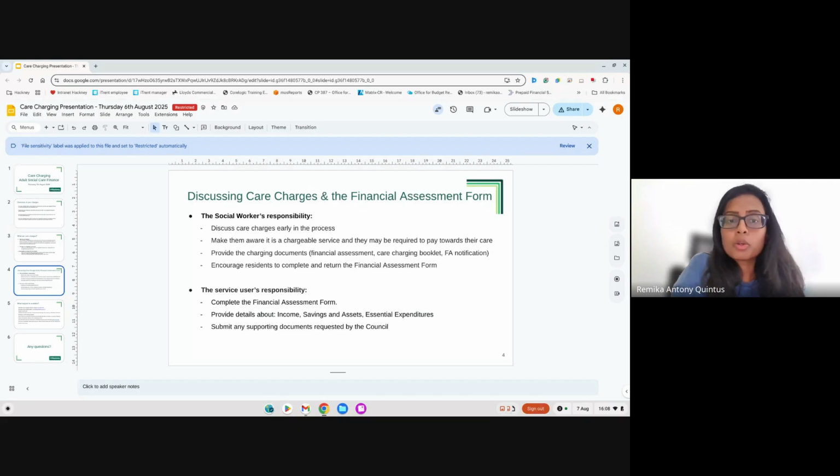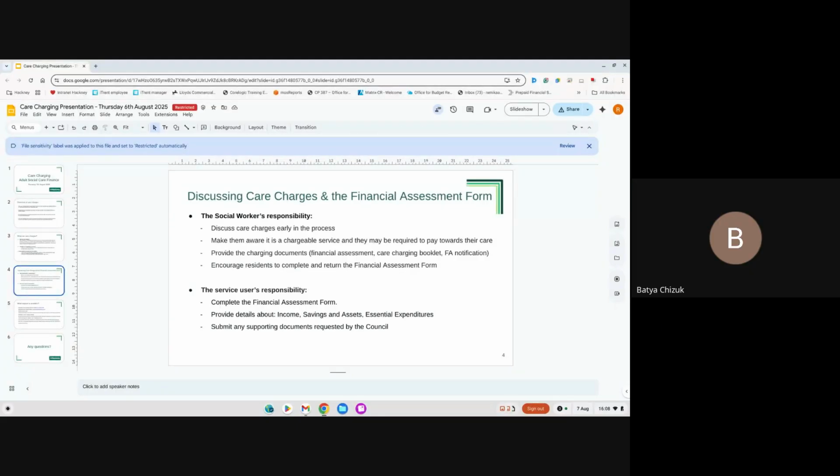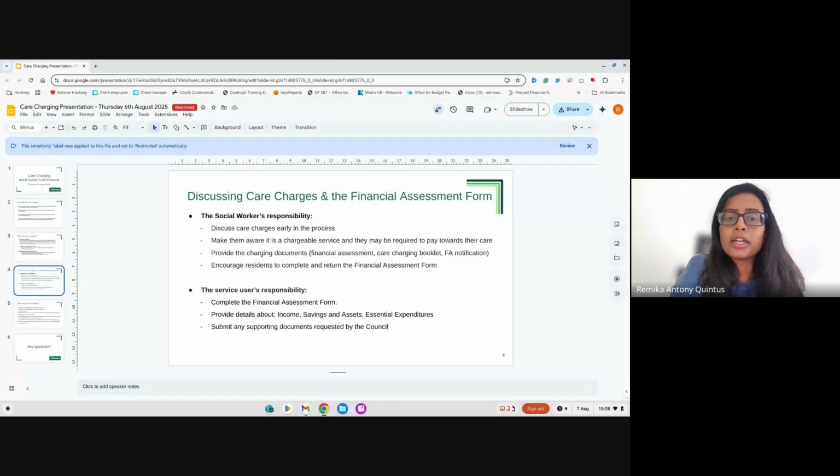Then the client or the financial representative is responsible for completing the financial assessment form. They'll need to provide details of their income, any savings and any relevant housing cost. They should also provide any supporting documents that the council asks for.